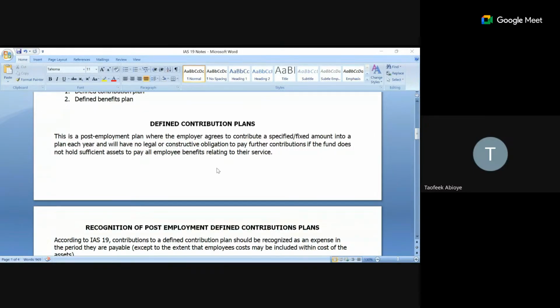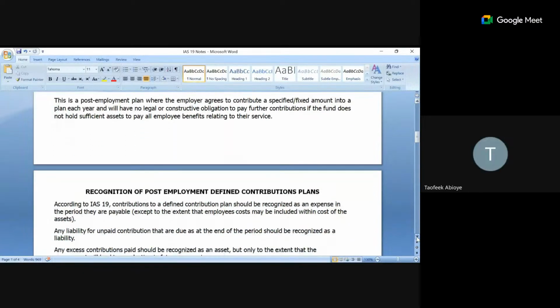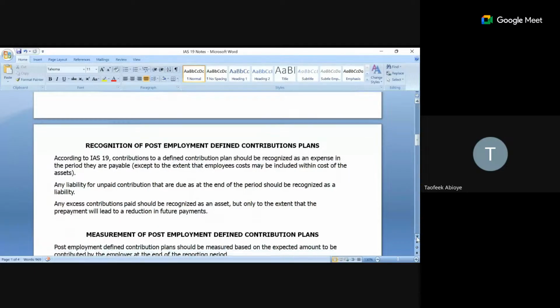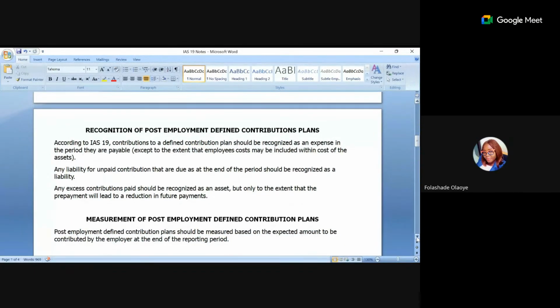So now, hope we get that defined contribution plan. Before we go, hope we get that. Okay, now let's quickly go on. Now, recognition. I have a short question. Sorry to take you back. Can you hear me, sir? Yes, ma. Go ahead.